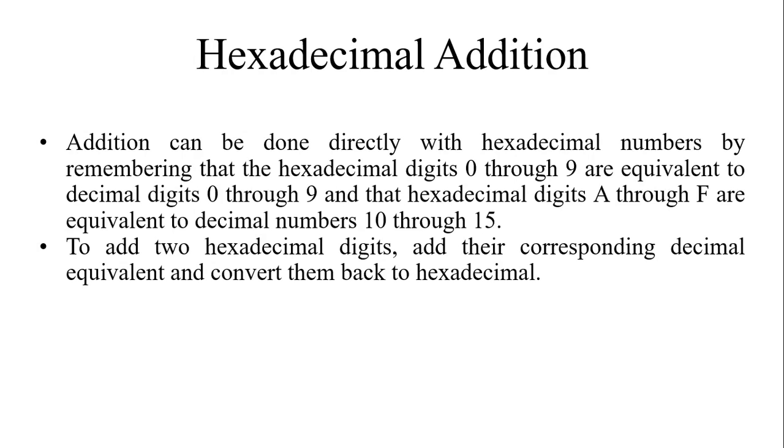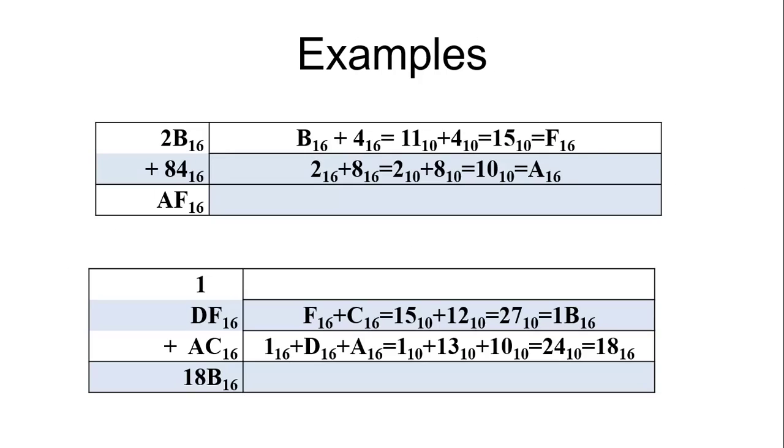Addition can be done directly with hexadecimal numbers by remembering that the hexadecimal digits 0 through 9 are equivalent to decimal digits 0 through 9, and that hexadecimal digits a through f are equivalent to decimal numbers 10 through 15. To add 2 hexadecimal digits, add their corresponding decimal equivalents and convert the result back to hexadecimal.